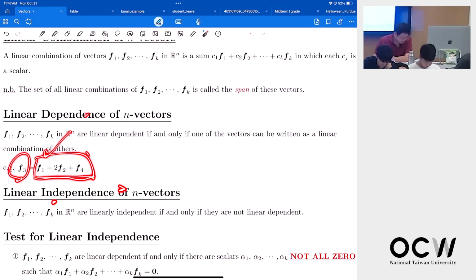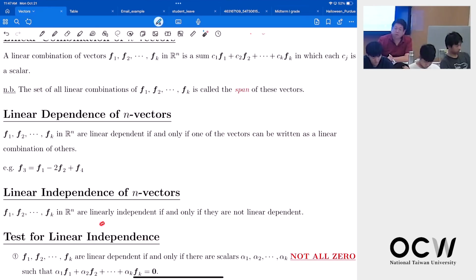So if it is not linearly dependent, it will be linearly independent. But how do I know that? How do I check or test whether those vectors are linearly dependent or linearly independent? Because we need to know that later on when we find a solution, we need independent ones.